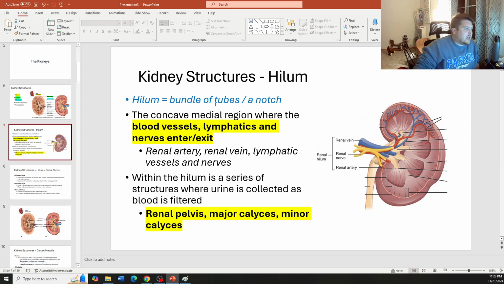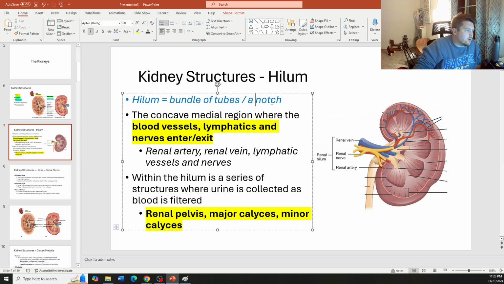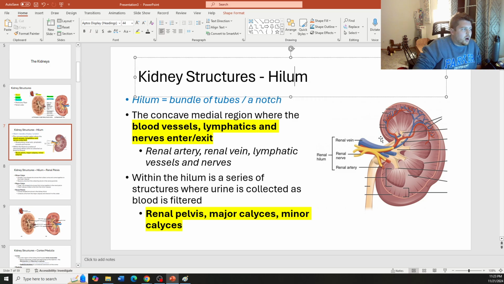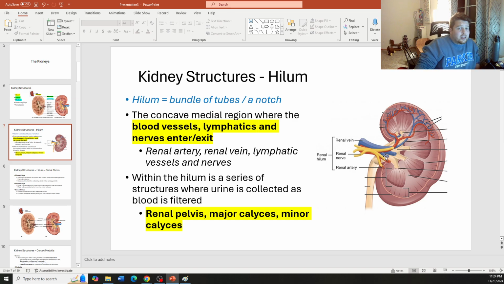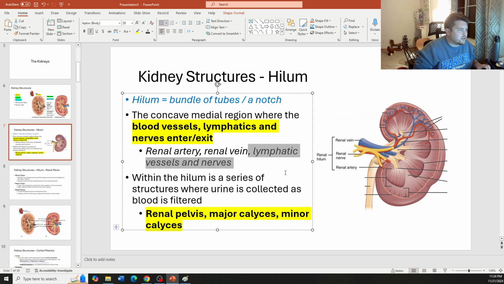The hilum specifically refers to a bundle, or also could mean a notch. On the medial side, there's a concave region of the kidney. There's this notch here. This is the hilum, just like in the lung, where everything goes in. Same thing here. We get the blood vessels, the lymphatics, the nerves, all that kind of stuff. Specifically, the renal artery enters, the renal vein exits, and then the lymphatic vessels and nerves also. Nerves enter and lymphatic vessels exit here.